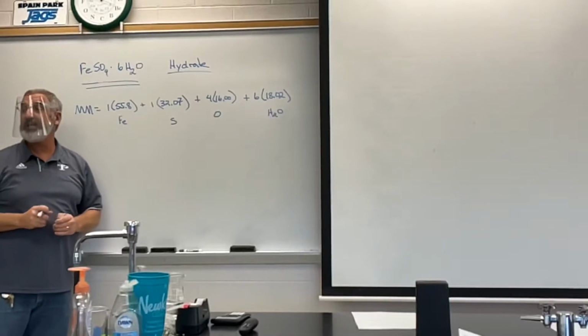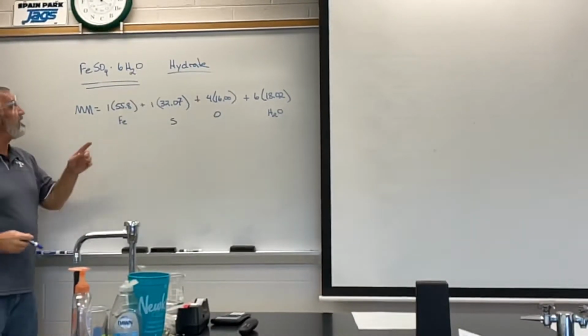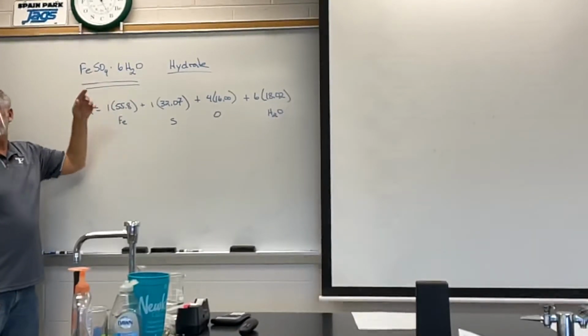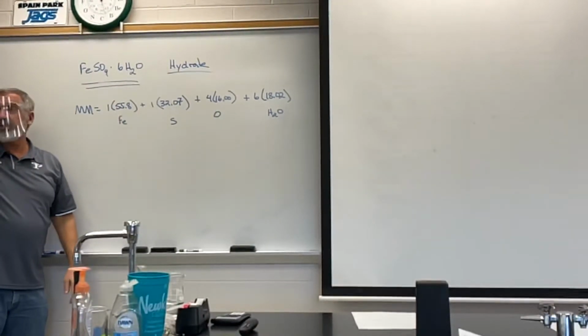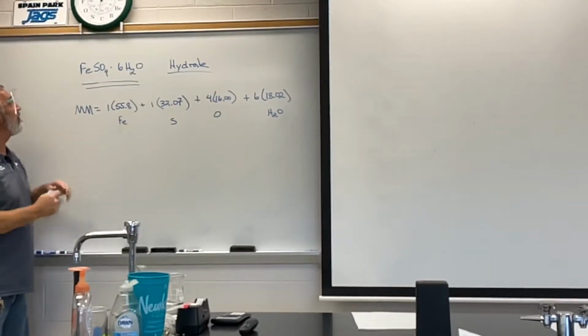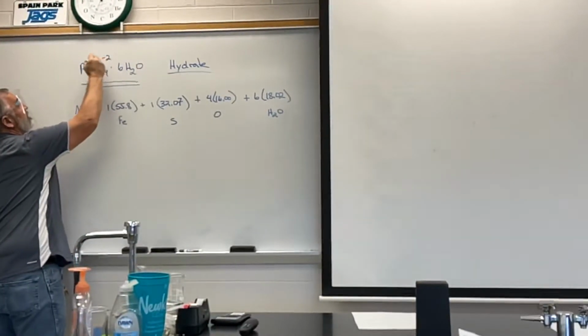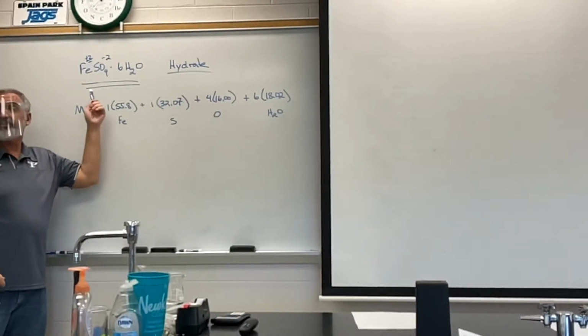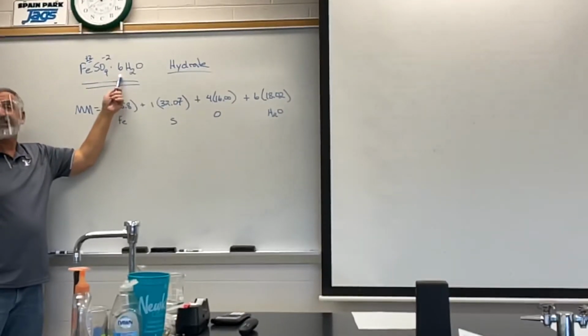Now if we wanted to name this, we would name this iron 2 sulfate. Okay, iron is a transition metal with more than one oxidation state, so I need a Roman numeral. Iron 2, and I know that sulfate is -2, therefore iron must be +2. Iron 2 sulfate hexahydrate.